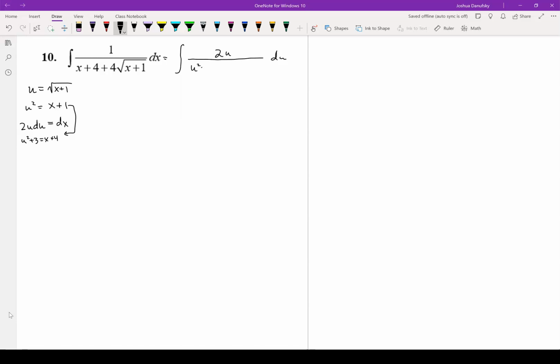So here we have u squared plus 3, and then we have plus 4 times the square root of x plus 1, which in this case is just u. Now if we rearrange these terms, we'll have 2u on top still. We'll have u squared plus 4u plus 3 du. Now we can factor the denominator like this. And now we can do a partial fraction decomposition.